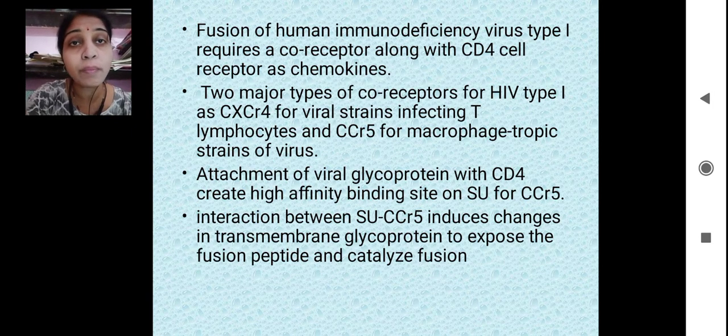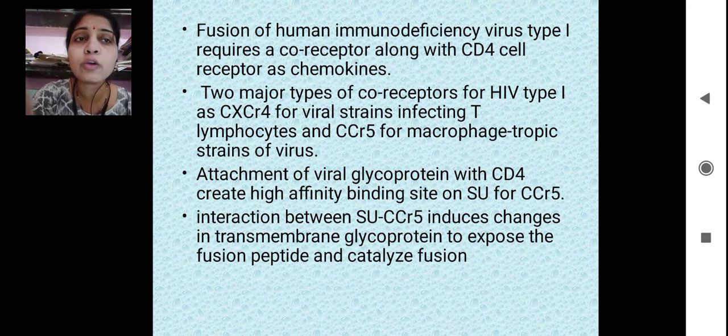For proper attachment, they require the help of another receptor, which is called the co-receptor, and these act as chemokine co-receptors. The two major types of co-receptors present for HIV type 1 are CXCR4 for the viral strains which infect T lymphocytes, and CCR5 for the macrophage-tropic strains of the virus which infect macrophage cells.